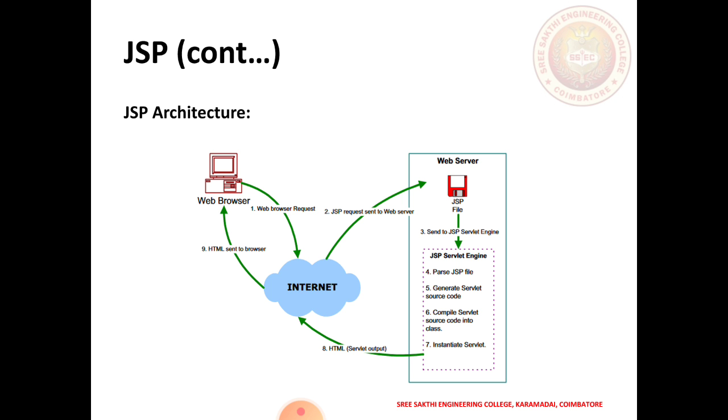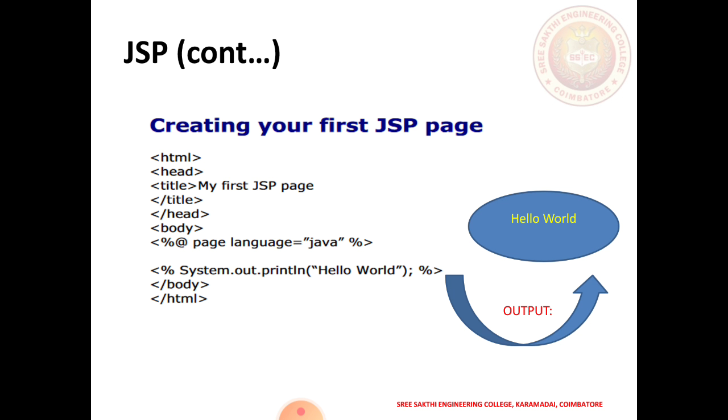Once the JSP file is parsed, it generates the servlet source code. In JSP, the file cannot be compiled directly. First, it is converted into a servlet and then it generates the HTML document. Once the servlet source code is compiled, it creates a Java class file. With the help of the Java class file, the servlet is initiated and it can call the init, service and destroy methods, and it generates the HTML files. The HTML files are sent back to the browser, to the client.